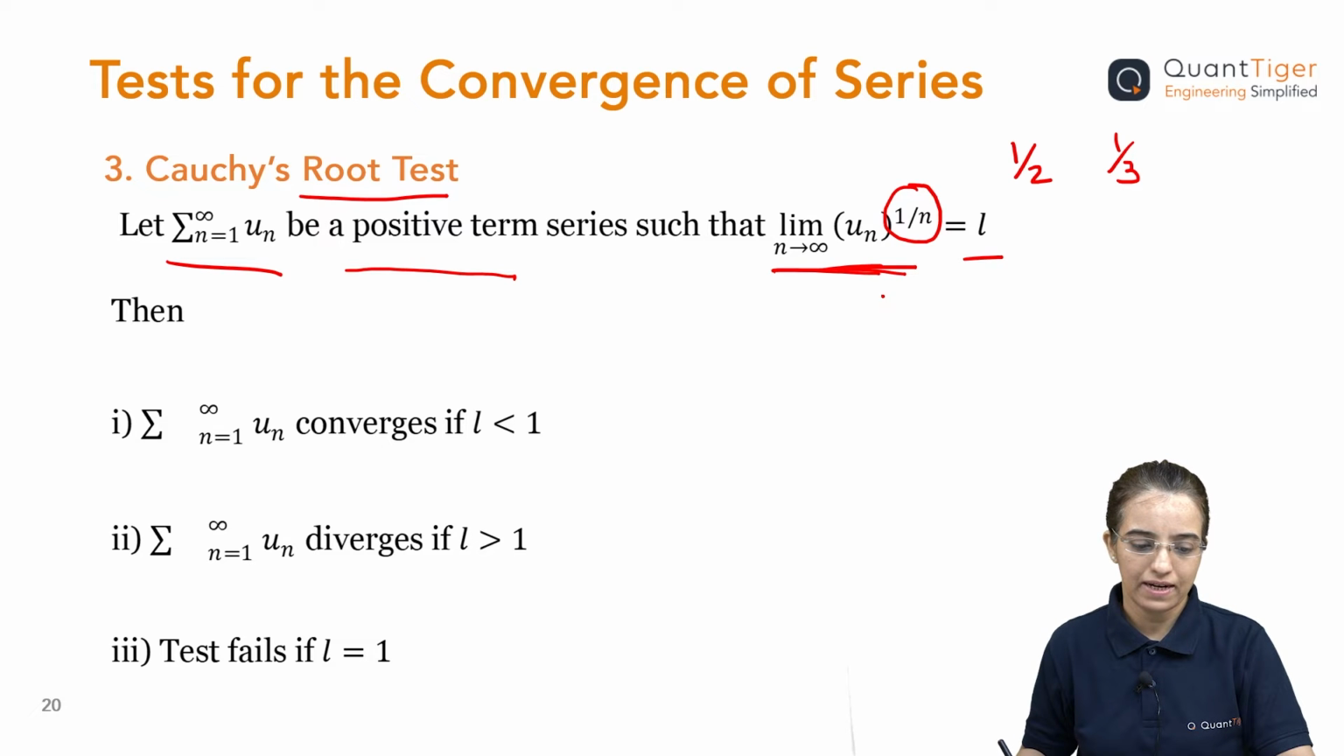So how will we decide? If this L is less than 1, then we say the given series is convergent. L is nothing but whatever we get after taking the root of the given series. If this L is greater than 1, then we say it is a divergent series, and if the value of L is equal to 1, then the test is failing.